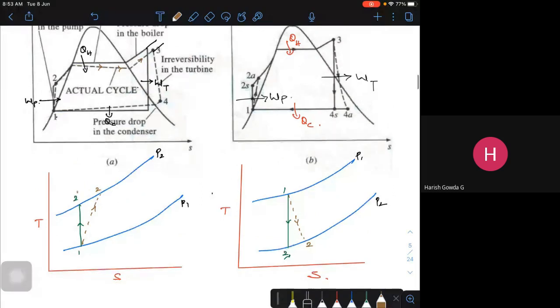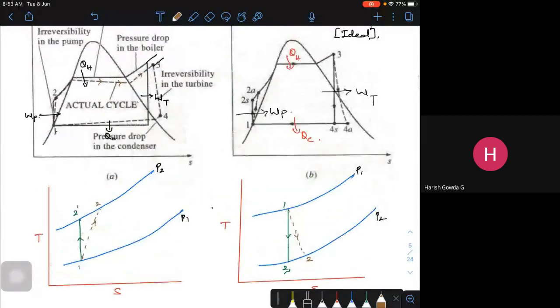Because of that, my turbine will follow this broken path. If it were isentropic, I would have come to this particular point. But because of the actual process, I will reach a point which may be dry saturated or in the superheated condition. That's good also. Even though I'm getting a lesser amount of work, the condition of steam at the exit is better compared to the isentropic case. That's the only advantage you could see.